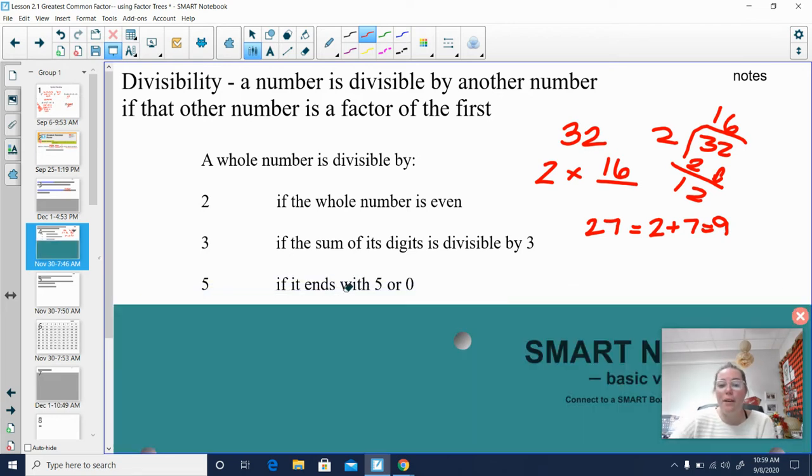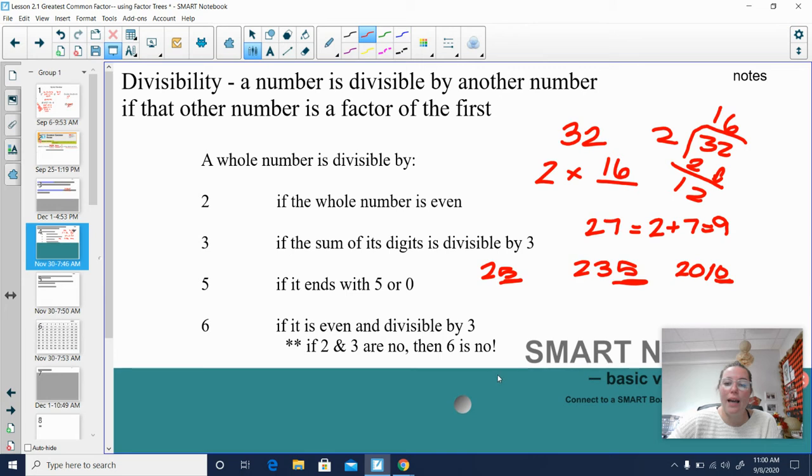A number is divisible by 5 if it ends with a 5 or a 0. So if I have 25, it ends in a 5, so it's divisible by 5. If I have 235, it ends in a 5, so it's divisible by 5. Same with a 0. If it's 2010, it's divisible by 5 because it ends in a 0.